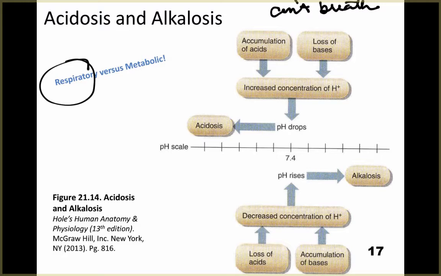Well, if you remember, CO2 is being produced in your body through metabolism. So if you stop breathing, your body can't release CO2 through your lungs. So you're going to get an accumulation of acids and a loss of bases in your blood. That's going to decrease the pH and lead to respiratory acidosis.